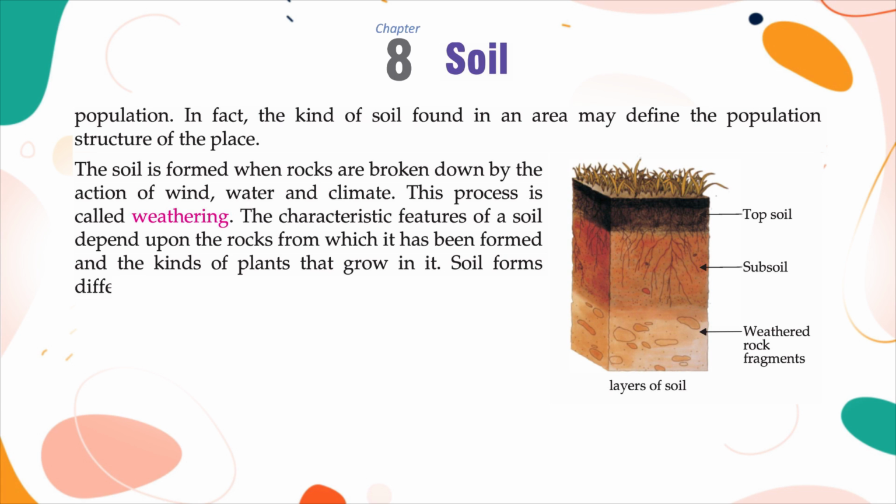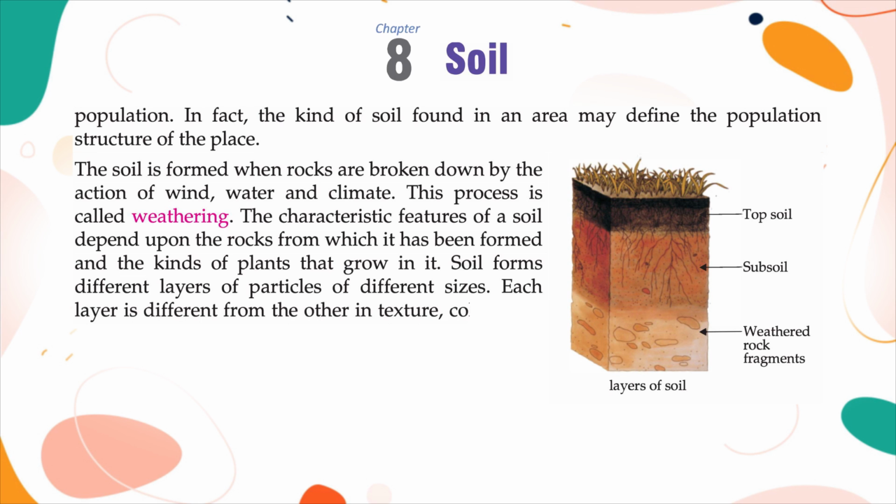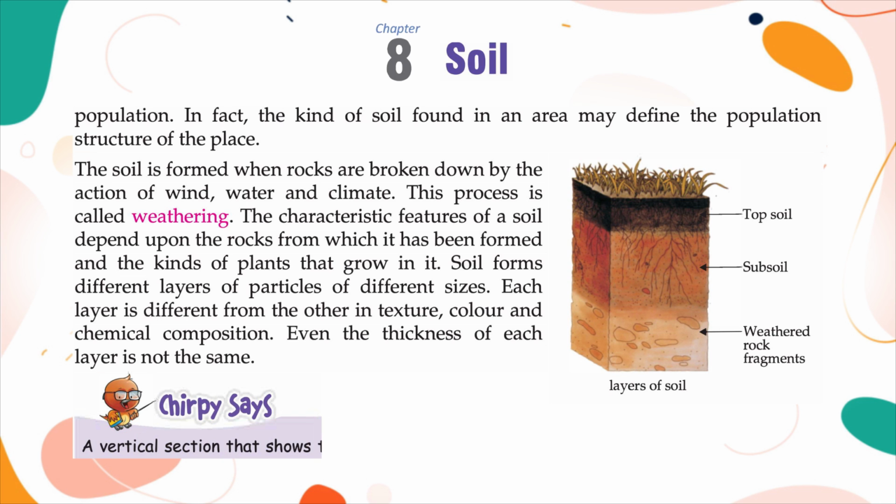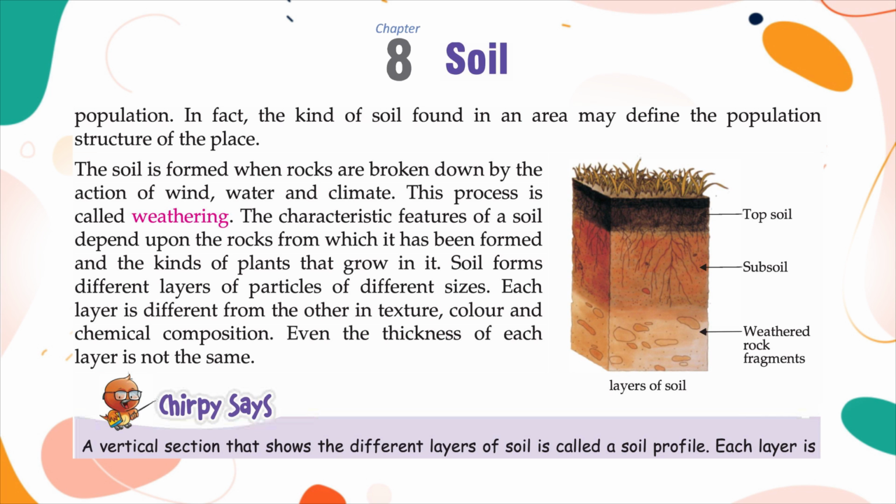Soil forms different layers of particles of different sizes. Each layer is different from the other in texture, color, and chemical composition. Even the thickness of each layer is not the same. Chirpy says, a vertical section that shows the different layers of soil is called a soil profile. Each layer is called a horizon.